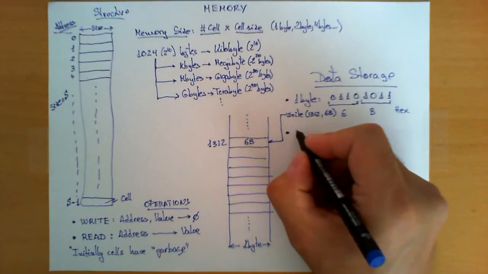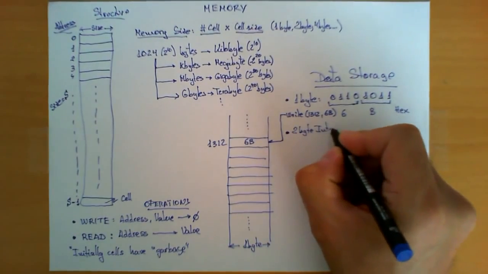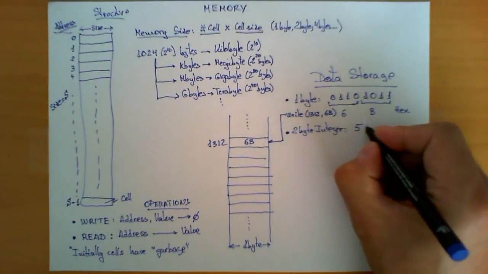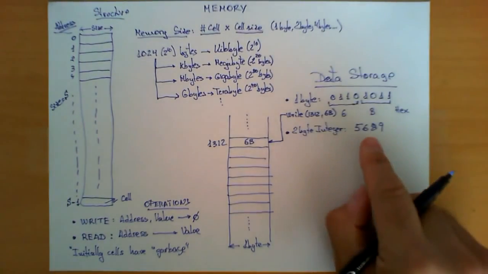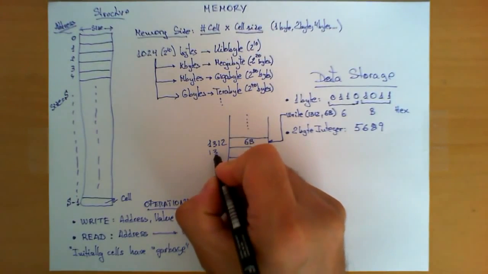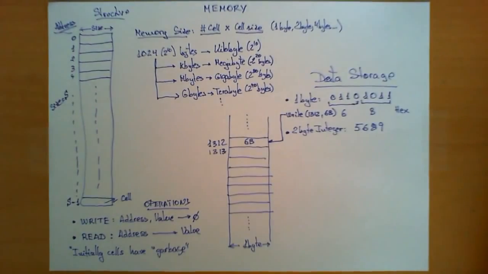What if I want to store a 2 byte integer in memory? Let's assume, for example, the number 5689. How do I store this integer into memory? And let's assume that I want to store that integer in position 1313. How do I do that? Well, I basically apply the same trick here, but with a little bit of a twist.